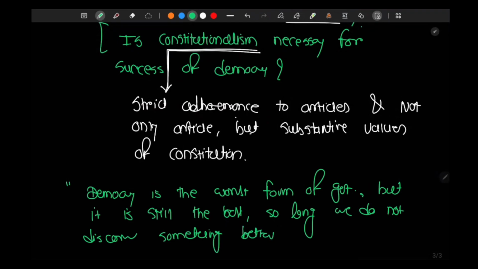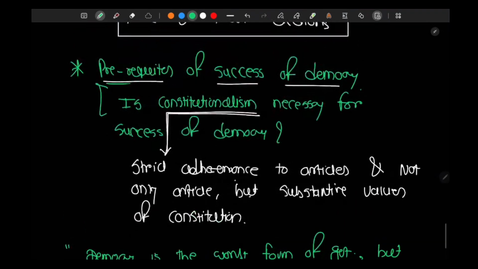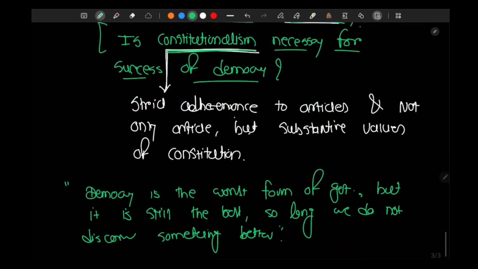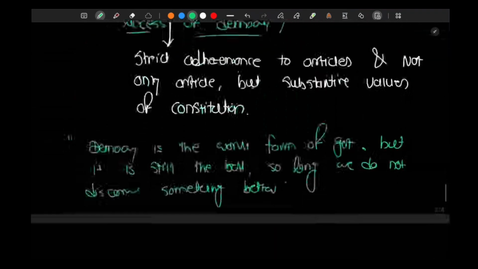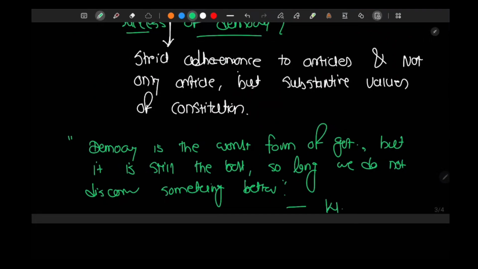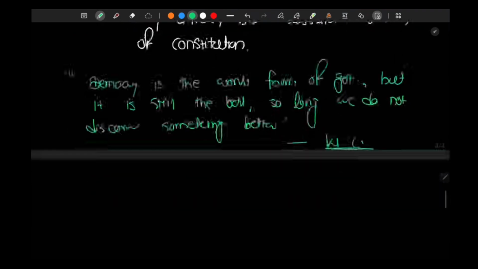Right? What I am trying to answer, what are prerequisites for success of democracy, or is constitutionalism necessary for success of democracy? I am trying to answer this. Let's treat it as a question. I'll start with democracy is the worst form of government, but it is still the best so long as we do not discover something better. This is the first paragraph.